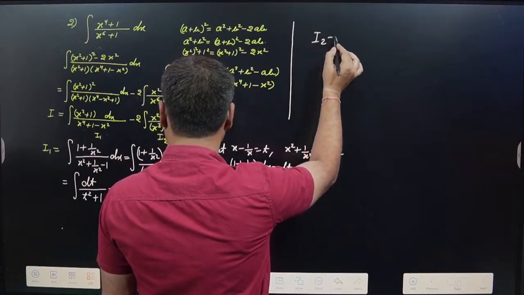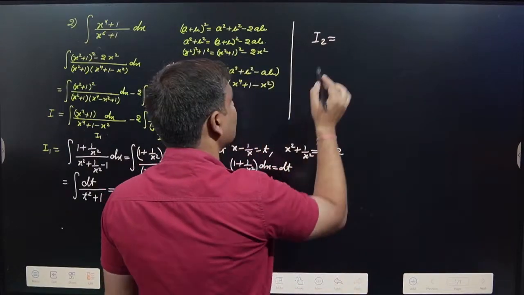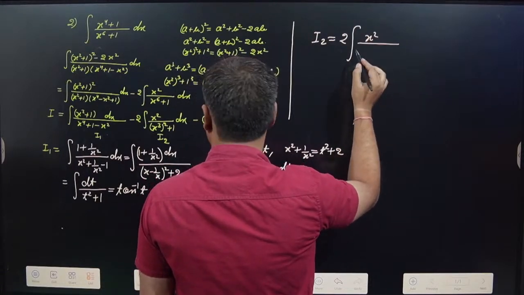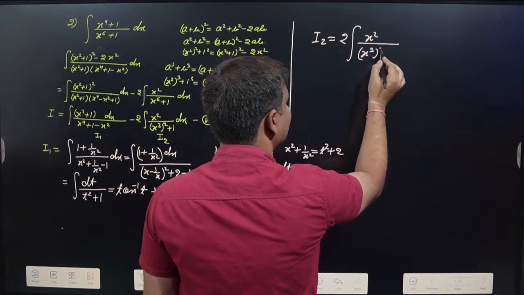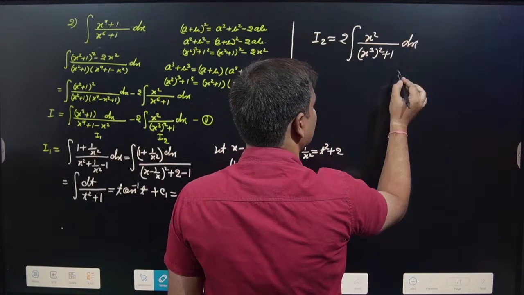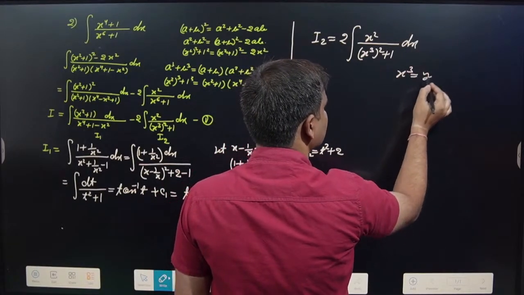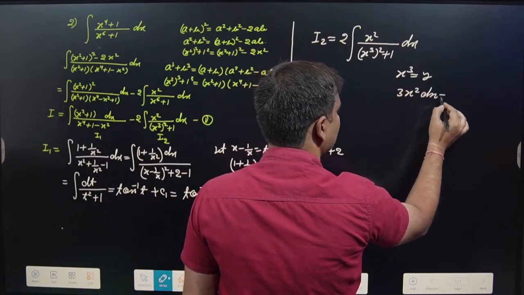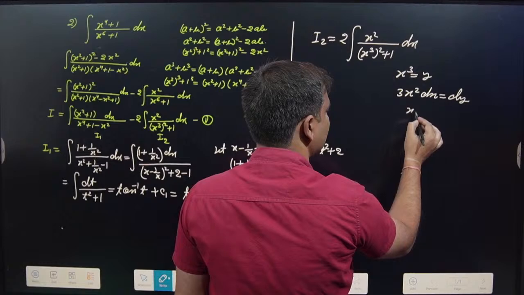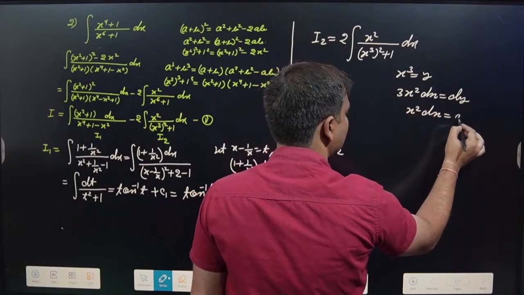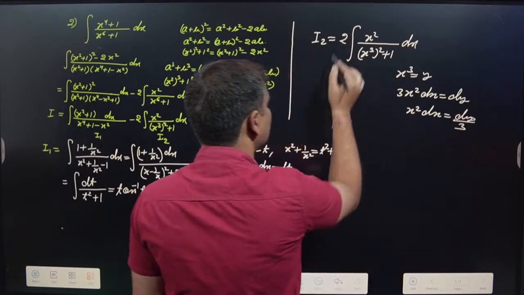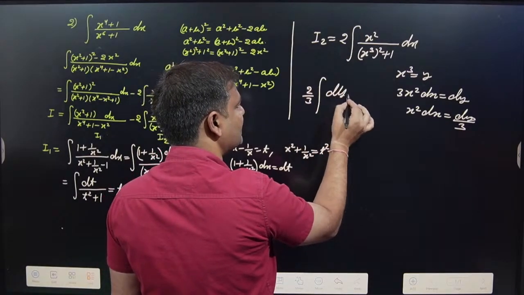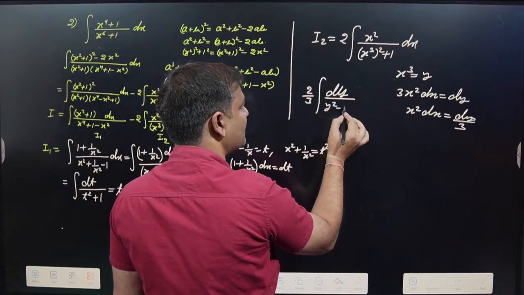I2 is how much? Simply integrate 2 times x square upon here x. Now here x cube equals y, so 3x square dx is replaced by dy. So x square dx is replaced by dy by 3. So you can say that 2 by 3 dy divided by y square plus 1.